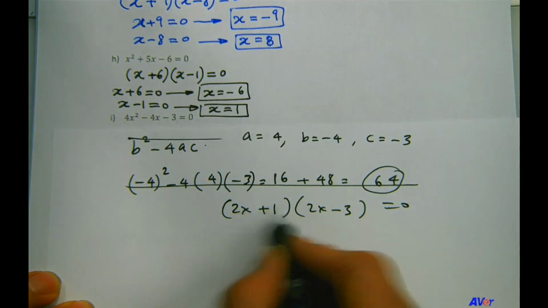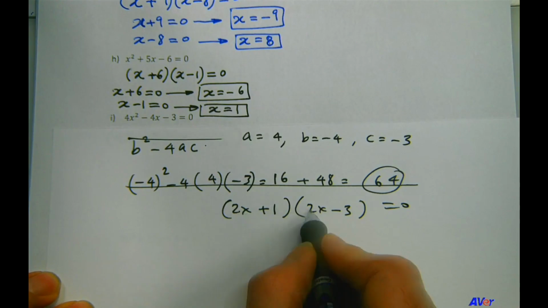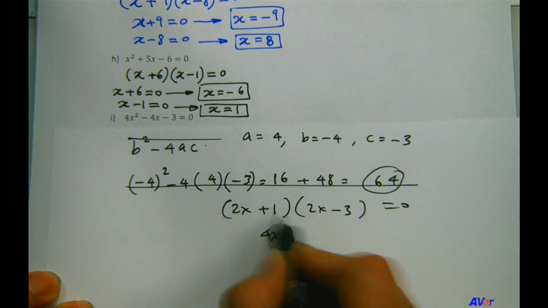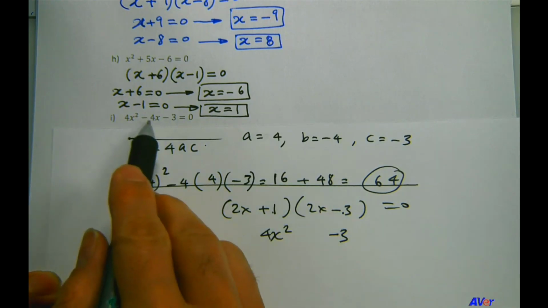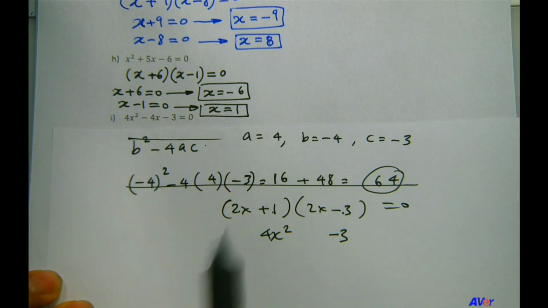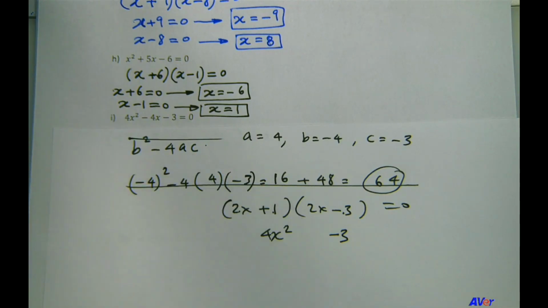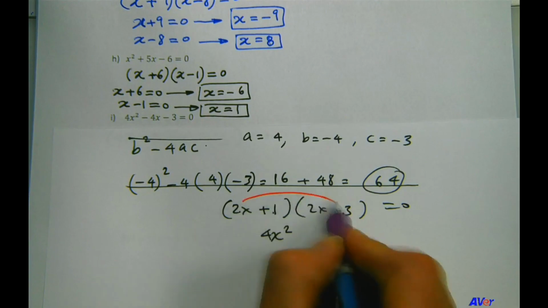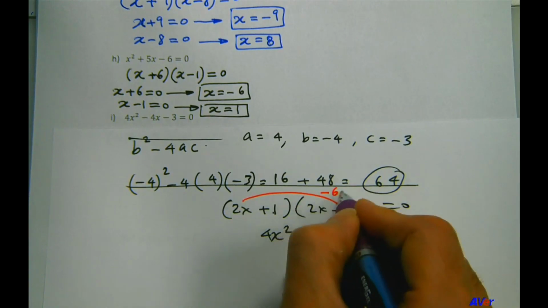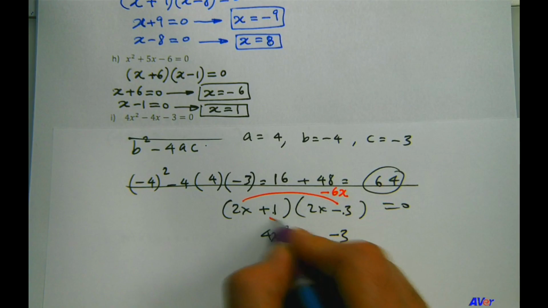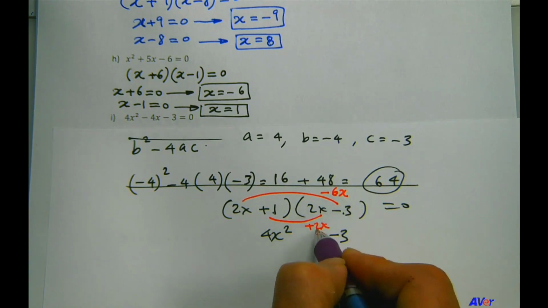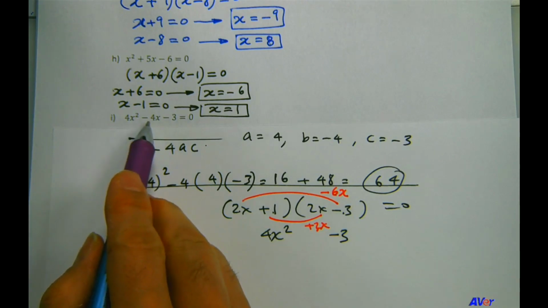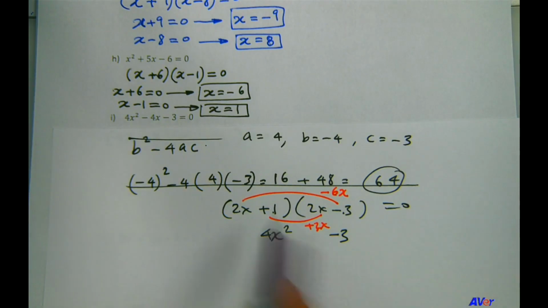It would work because 2x times 2x is 4x squared, and 1 times minus 3 is minus 3. How about the middle term, minus 4x? How can we get that? We can get that from these two: 2x times minus 3, which would be minus 6x, and multiplying these two, positive 2x. Minus 6x plus 2x is minus 4x, right? So this is the correct factorization, not the one I have.